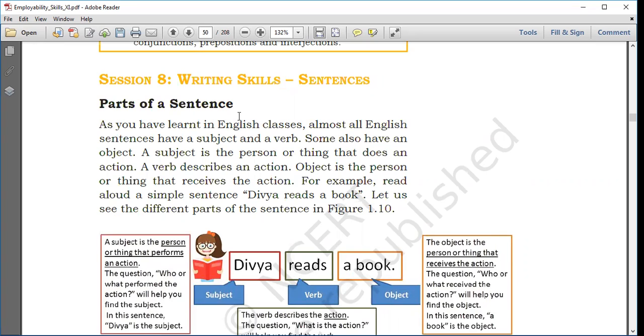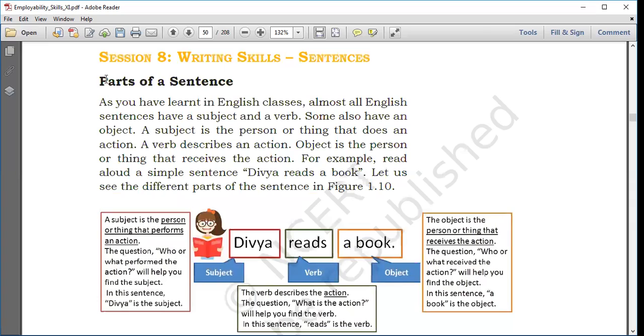In writing skills, first of all, we'll talk about the parts of sentences. Whenever we are framing a sentence, in English, it is very important to write the sentence in a proper way. It should be meaningful, right? And to make it meaningful, the format of writing a sentence is always very important. You should know how to write a sentence, and for that we need to understand what are the different parts of a sentence. How do we write, right?